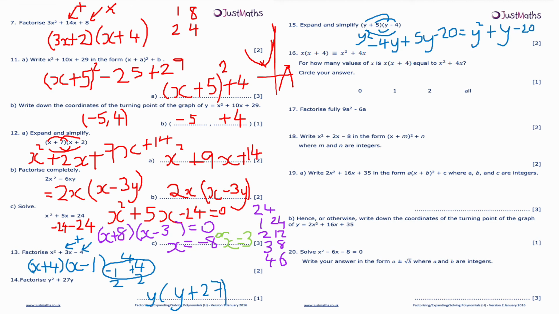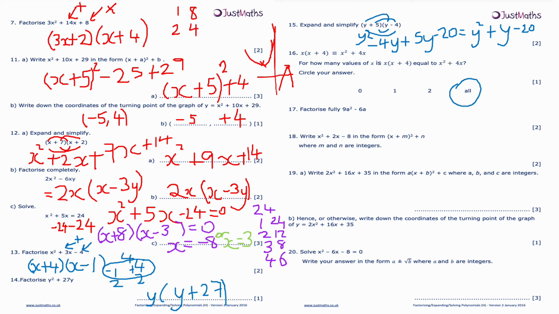This is question number 16. x brackets x plus 4 is equivalent to x squared plus 4x plus 4. For how many values of x is x brackets x plus 4 equal to x squared plus 4x? Circle your answer. Well, equivalent here means that it's true for all values of x.